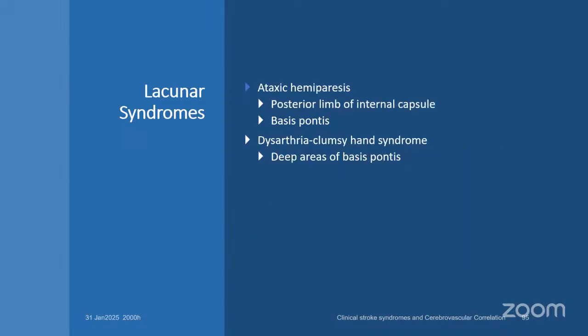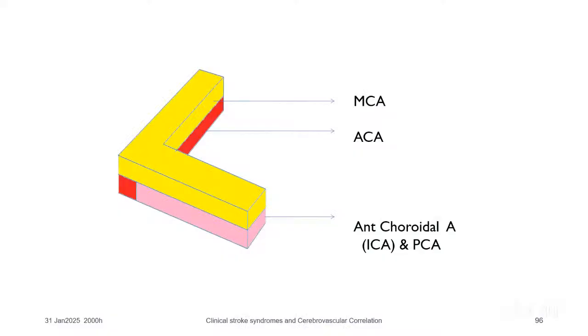And ataxic hemiparesis means usually ataxia doesn't happen on the side of hemiparesis, but if it happens, the lesion could be in the basis pontis and the posterior limb of the internal capsule, and the deep areas of the basis pontis will cause dysarthria clumsy hand syndrome. This is the last slide which I'm going to show you. The middle cerebral artery territory of the internal capsule is here. The anterior cerebral artery territory is here, and the anterior choroidal artery territory is here. So we have a quick review of the cerebrovascular anatomy and the various clinical syndromes.